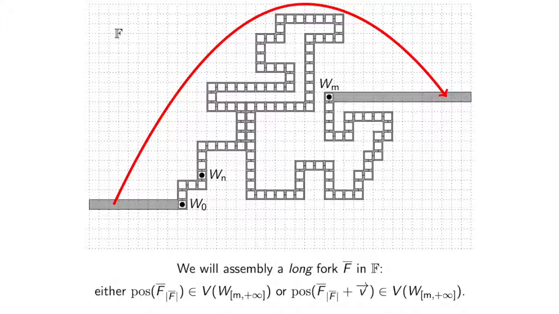Since the first position of a fork is always the position W0, then a long fork must go around the segment of P from index I1 to its last position. In the following video, we explain how to build such a fork.